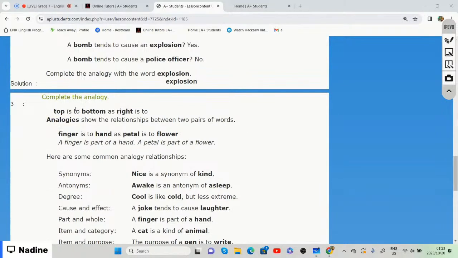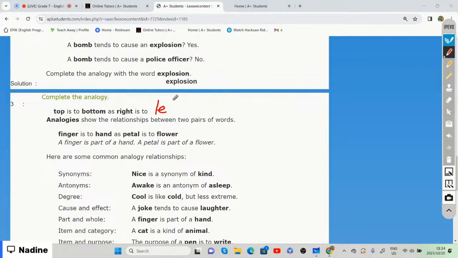Top is to bottom. It's like the opposites, the antonyms. Top is to bottom. It's not at the top, it's at the bottom. The same as if something is not on the right, then what is the opposite of right? Not wrong, it is left. Yes, it is left. Well done.